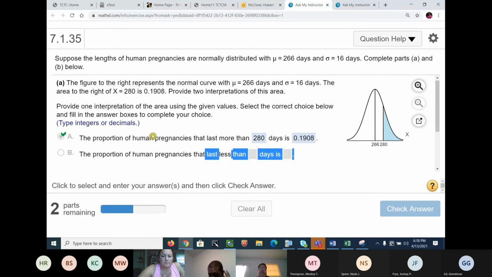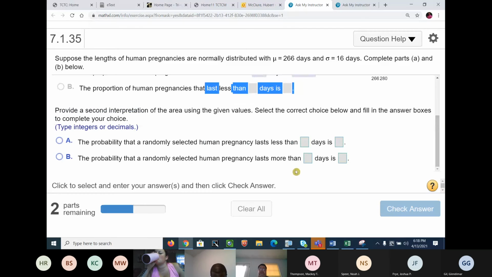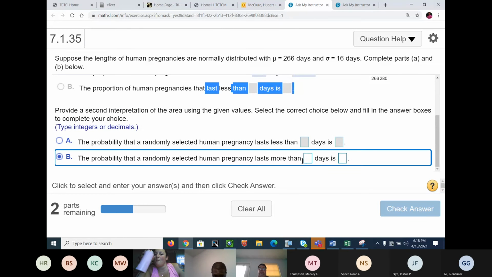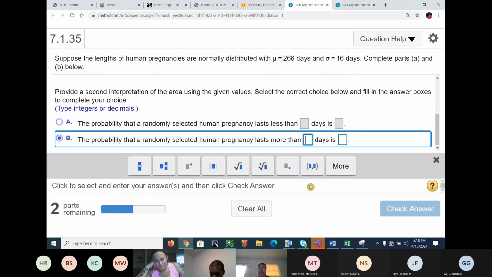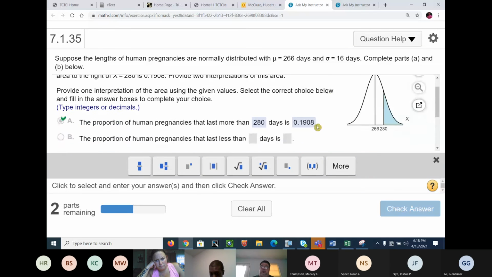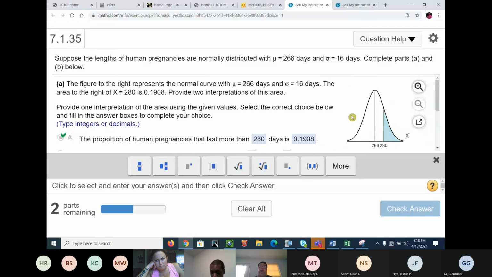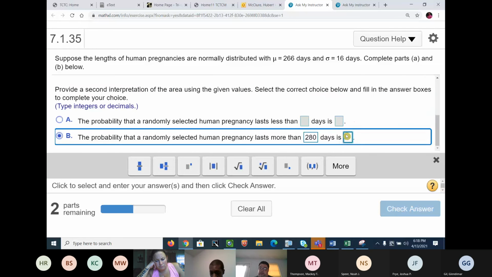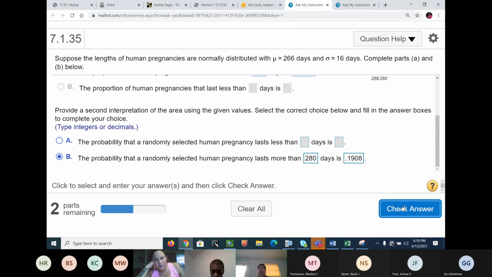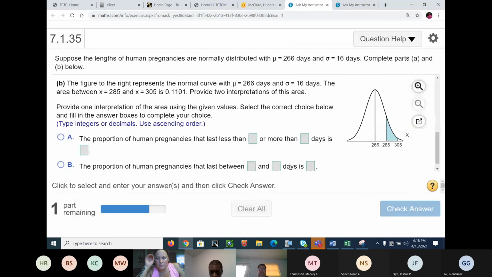So you go down here, which one says more than? B. And you're going to say 285, or what I say up here? 280 is 0.1908. Six of one, half dozen of the other. You just say it the same way. I could do the test question if they just asked it straight up, 1, 2, 3.